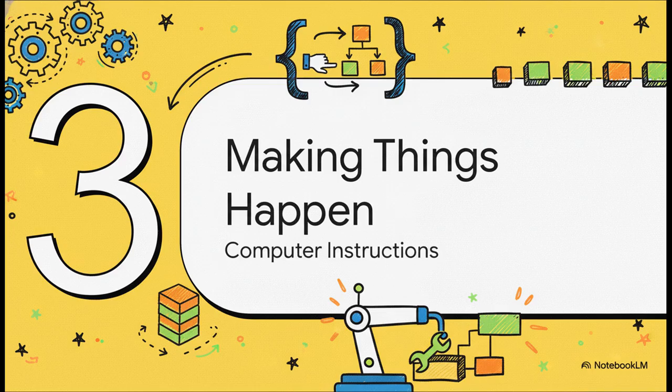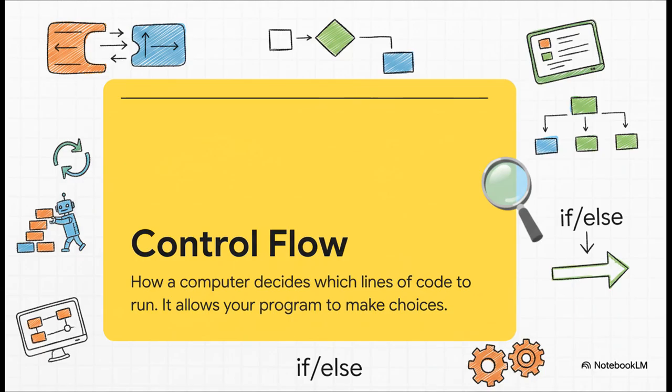Okay, so we know how to store information. Now for the really fun part, telling the computer what to do with it. We're moving from the nouns of programming to the verbs, the actual actions. This whole idea is called control flow, and it's crucial. A program isn't just a straight line of commands that runs from top to bottom. A good program can react. It can make decisions. It can choose to go down different paths based on the information it has.